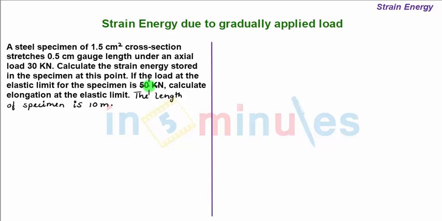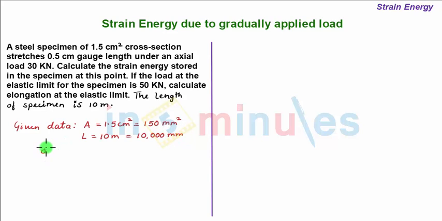So now let's solve the problem. We'll solve the problem without drawing the figure since it is very simple to understand. So we first write the given data. We see that the area of a cross section is 1.5 cm square. So if we multiply it with 100, we get the area in mm square, since 1 cm is equal to 10 mm. The length of specimen is 10 meter, so this is equal to 10,000 mm.